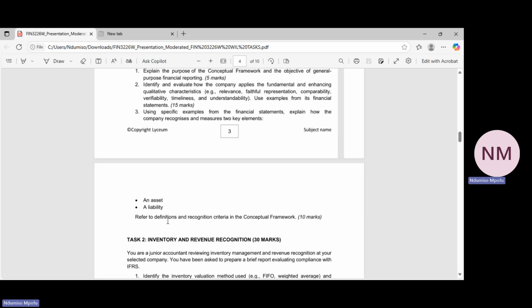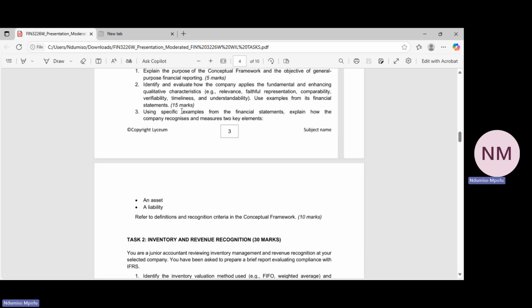The first part will be allocated 5 marks. That's an asset. Then the second part will also be allocated 5 marks. So using specific examples from the financial statements, I'm sure you can see that the examples that you use should come from your financial statements. I know most of you will be using the internet. You will be tempted to use examples that you see from different websites. That's not going to work, because you're supposed to submit proof of your financial statements. So whatever information you're explaining, we're going to compare it to what is presented in your financial statements.